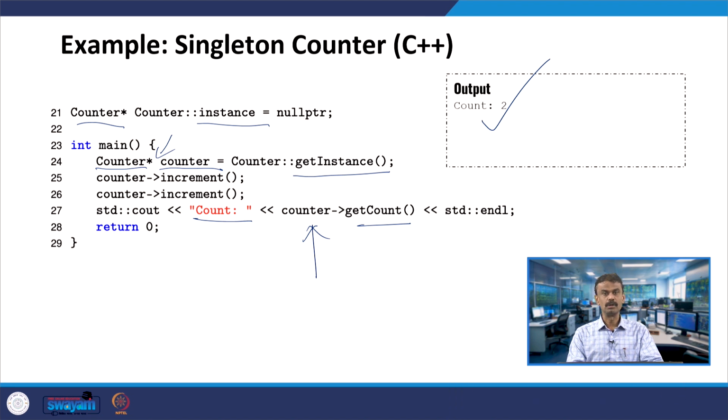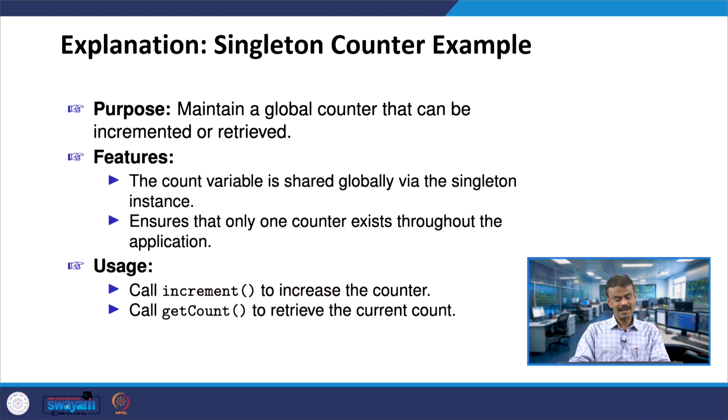So, when I run the code, we will get the output count colon 2. This is called the singleton counter in C++. What is the main purpose of explaining the previous code? The singleton counter maintains a global counter that can be incremented or retrieved. In the increment case, if you put count, it can be retrieved, whatever the count value is, and the count value will be printed.